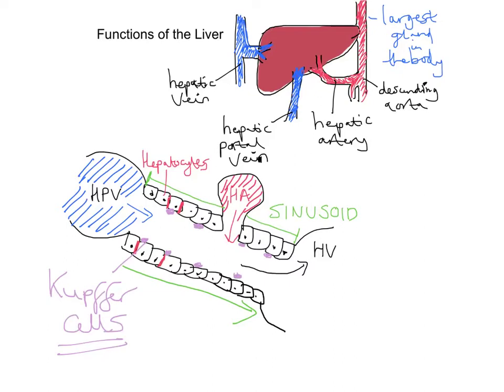Let's think about actually what the jobs of it are. Now, blood entering the liver has a variable nutrient content, and it may contain toxins that are harmful to other organs, like the brain. So clearly we need to filter and detoxify that blood. And that's what the hepatocytes do. So blood makes contact with the hepatocytes and it gets filtered and detoxified.